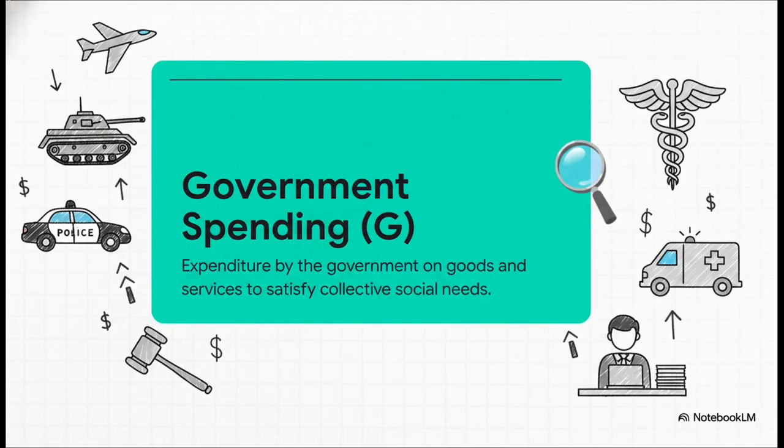Next up is G for government spending. Now, this is a really important distinction. This isn't about things like Social Security checks or welfare benefits. Those are called transfer payments. Nope, this is about the government's direct spending to provide public services for all of us. We're talking about everything from funding the military and paying police officers to running public schools and hospitals.